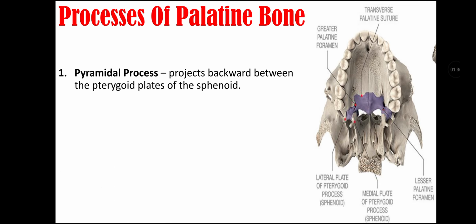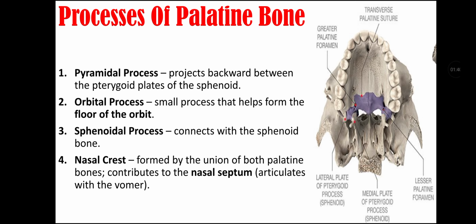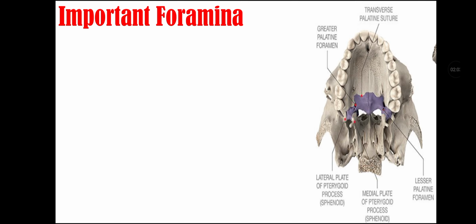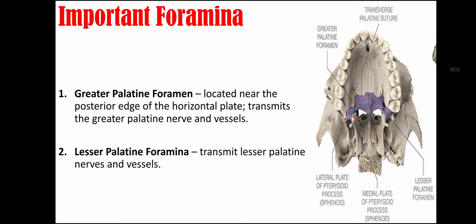Processes of palatine bone include pyramidal process, orbital process, sphenoidal process, and nasal crest. Pyramidal process projects backward between the pterygoid plates of the sphenoid bone. Orbital process is a small process that helps form the floor of the orbit, while sphenoid process connects with the sphenoid bone, and nasal crest is formed by the union of both palatine bones, thus contributing to the nasal septum that articulates with the vomer.